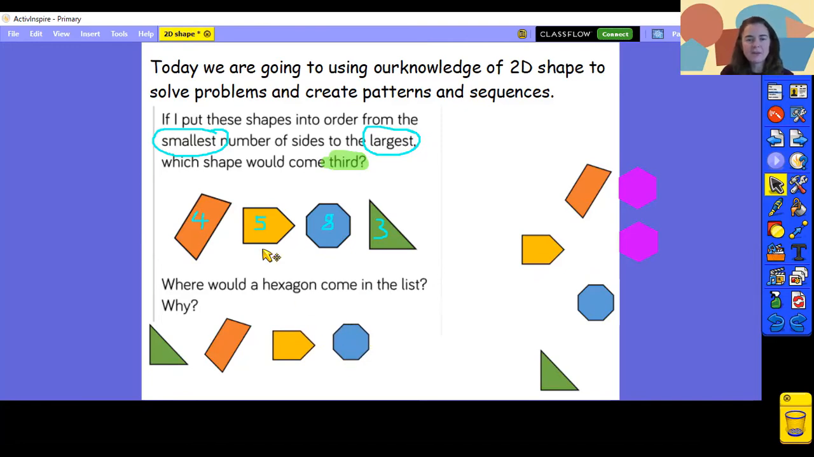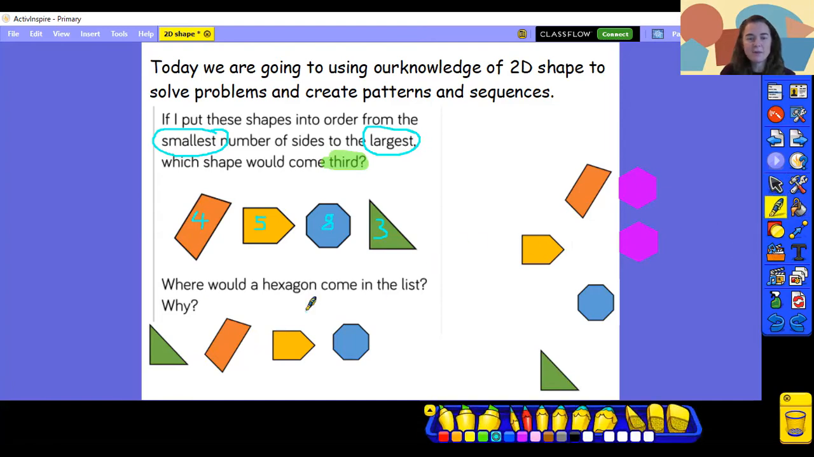Let's have a look at the next question. What shape would come third? So remember, when we're talking about that word, that ordinal number third, it means the shape that is third in the line. So we've got first, second, third. So the shape that comes third would be our irregular pentagon. Well done if you managed to solve that.